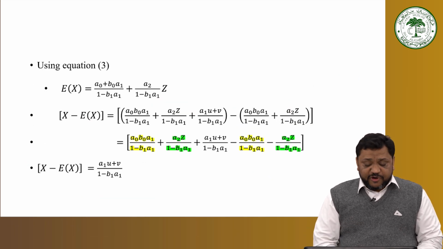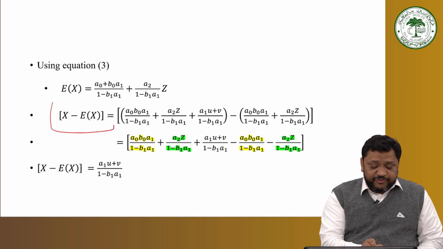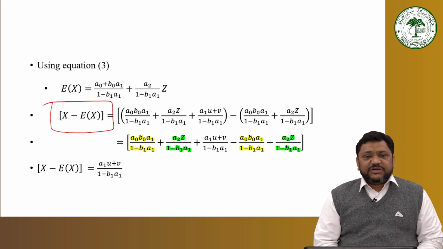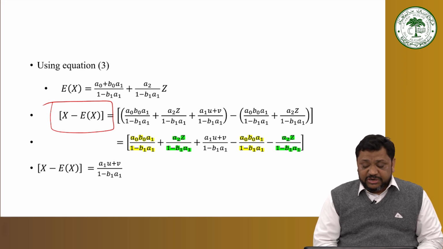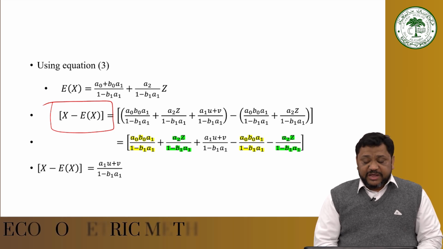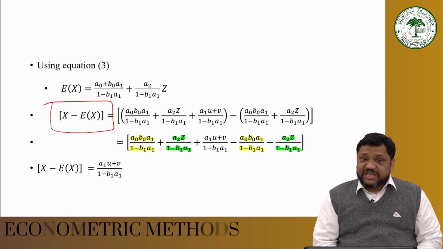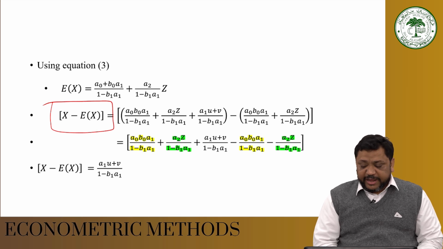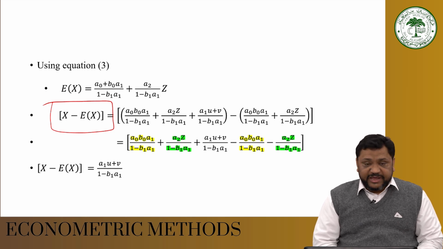So using this information, we go on to define the term x minus expected value of x. So we have a0 b0 a1 divided by 1 minus b1 a1 plus a2z divided by 1 minus b1 a1 plus a1u plus v divided by 1 minus b1 a1 minus, now we will take the expectation of x, that is equal to a0 b0 a1 divided by 1 minus b1 a1 plus a2z divided by 1 minus b1 a1.